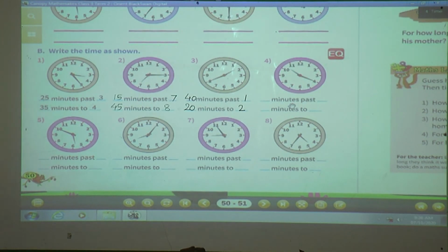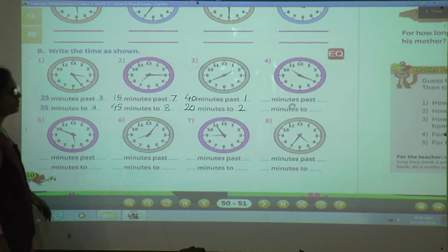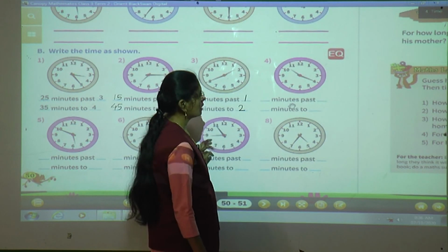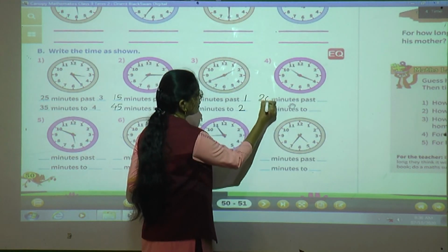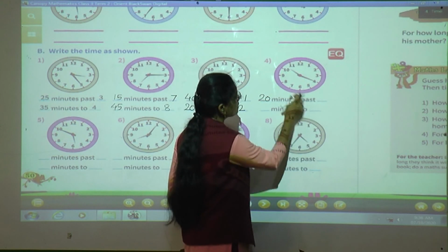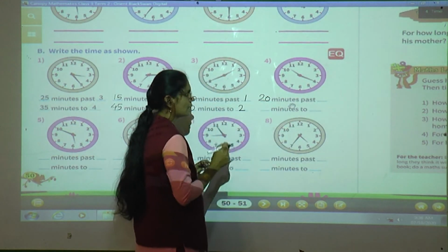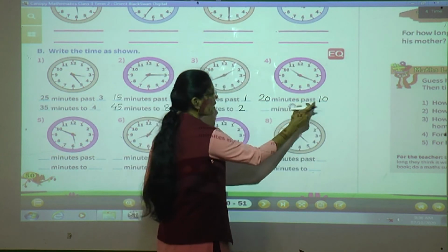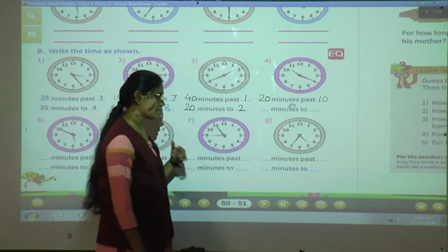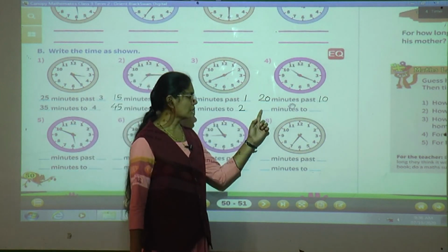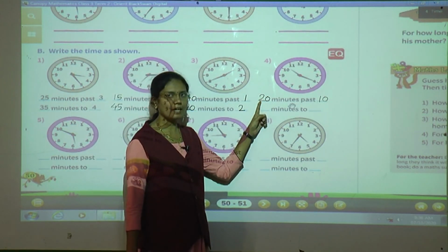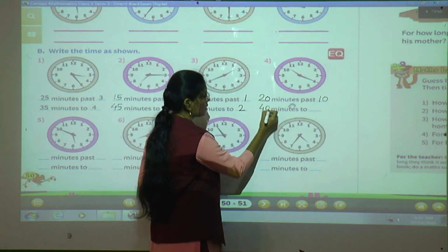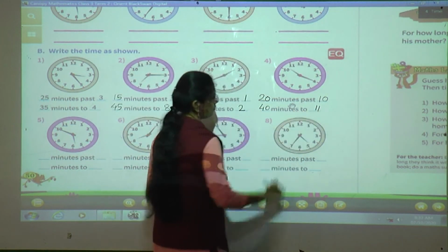Now see this fourth example. See the minute hand. Where is the minute hand? It is on 4 number. Yes. So 4 5s are 20. So we'll write here 20 minutes past. Now see where is the hour hand? It has crossed 10 number. So here we'll write 10. 20 minutes past 10. Now in the next step, what you have to do? Yes, from 60 you have to subtract 20. 60 minus 20, 40 minutes to 11.